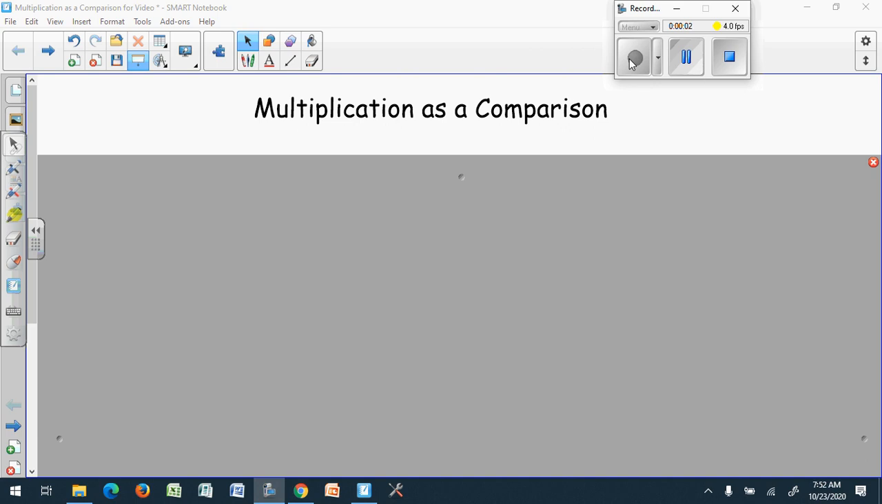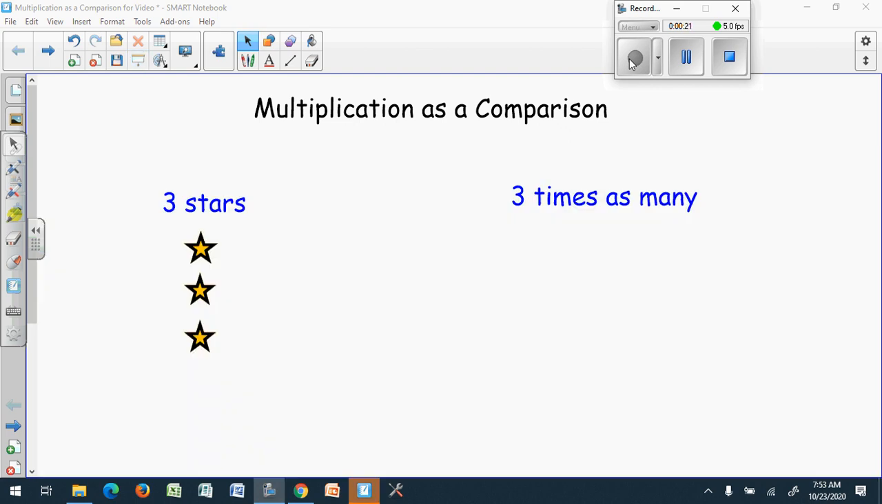Boys and girls. Today we are going to talk about multiplication as a comparison. Please pause the video and write this down at the top of your notebook page. We are going to be comparing numbers using multiplication to help us.